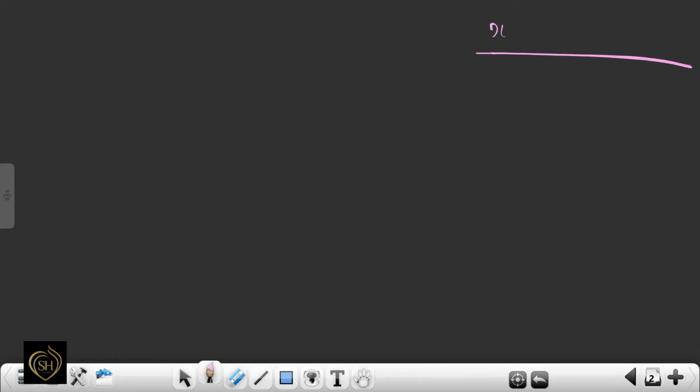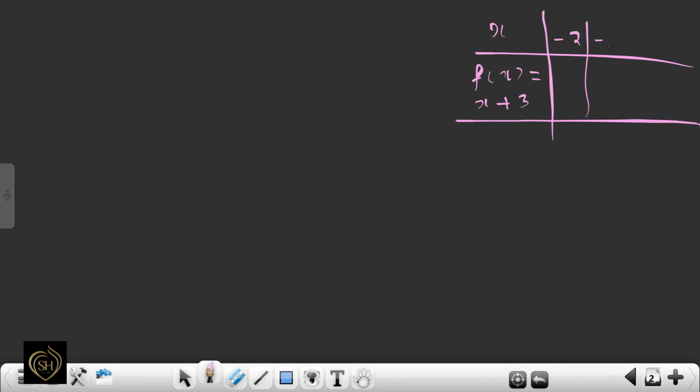Then f of x equal to x plus 3. Take x as minus 2, minus 1, 0, 1, 2. Here f of x is x plus 3. Then f of minus 2 is minus 2 plus 3, which is 1. F of minus 1 is minus 1 plus 3, which is 2. F of 0 is 0 plus 3, which is 3. F of 1 is 1 plus 3, which is 4. F of 2 is 2 plus 3, which is 5.